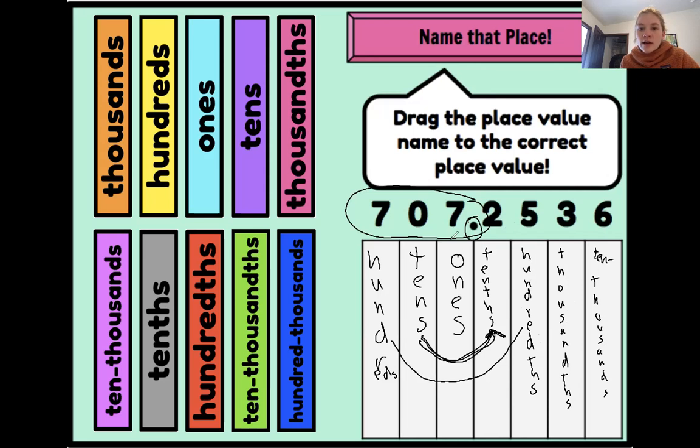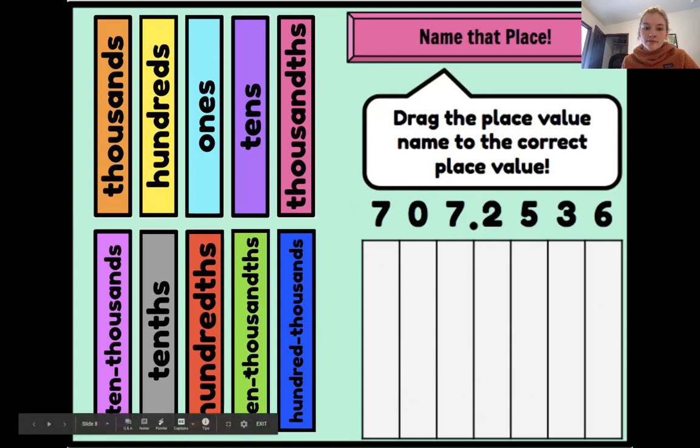So I would have 707 and 2,536 ten thousandths. It takes practice. You'll get it.